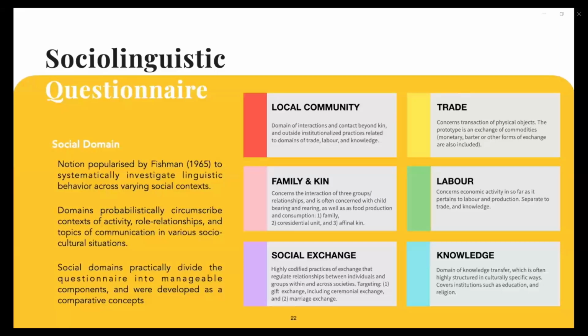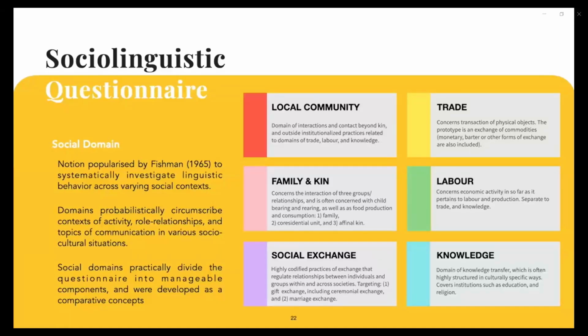So a domain is a probabilistic circumscribing of context. Let's consider an activity, for example, trading. What kind of role relationships do we find when we're trading? We'll have the person who's selling something and the person who's buying something, for example. What kinds of topics of communication come up in trade? And then what kind of linguistic behaviors might come out of those topics. So it's a way of organizing the myriad of activities that human beings engage in.